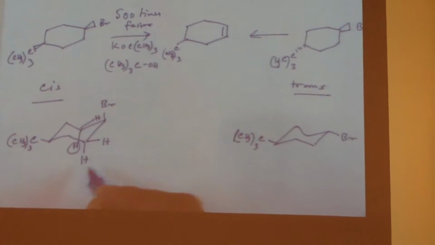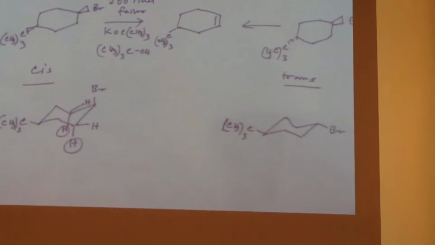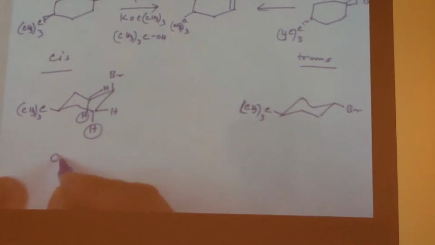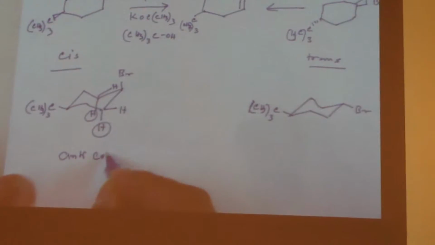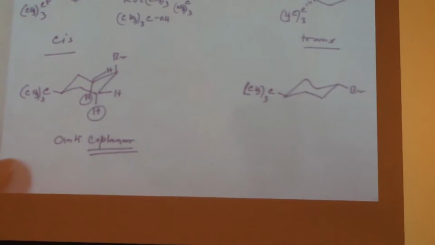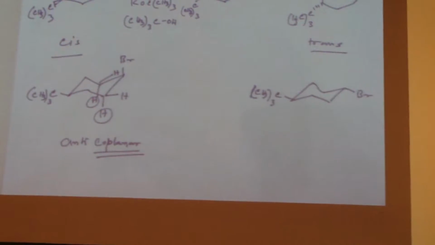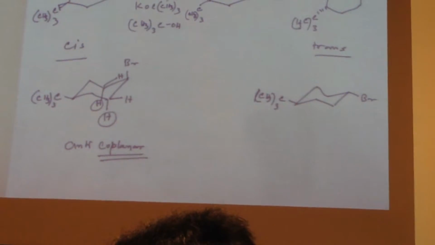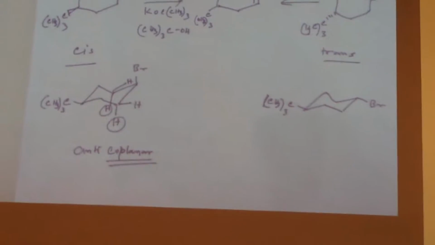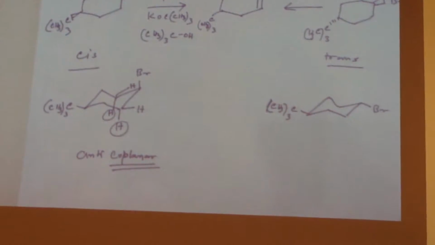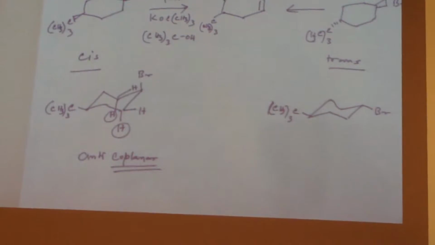So the hydrogen of interest is this. Those 2 hydrogens, both of them are anti-coplanar to bromine. The important part is actually that they are on the same plane, which means the orbital overlap is perfectly positioned to carry out simultaneously the removal of the bromine and hydrogen and making this compound.